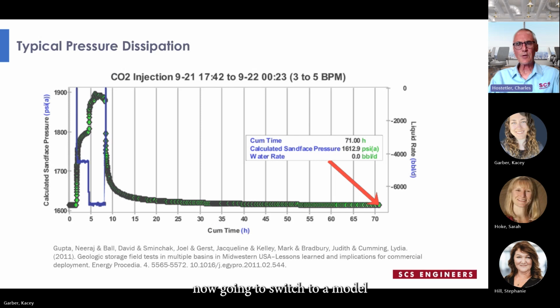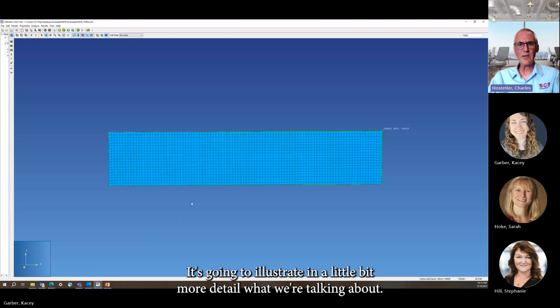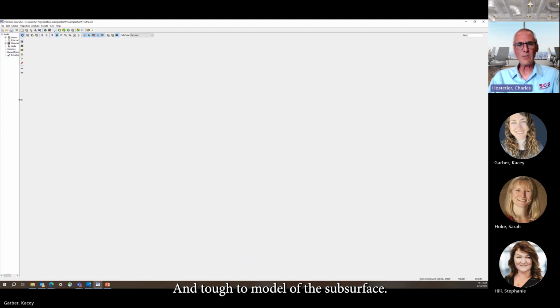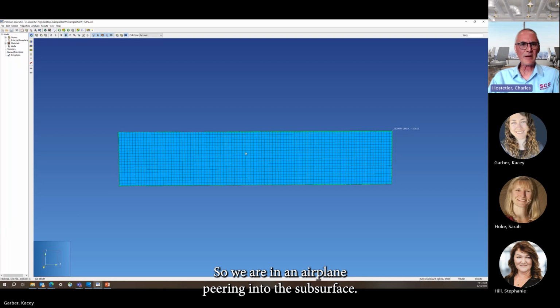Casey is now going to switch to a model of this system. It's going to illustrate in a little bit more detail what we're talking about. This is a Petrosim and TOUGH2 model of the subsurface. And we're looking at the underground source of drinking water from above. So we are in an airplane peering into the subsurface. This is a single phase 2-component model. It consists of brine and dissolved salt. There's no carbon dioxide in this model. The variables are pressure, temperature, and the percent of sodium chloride dissolved in the brine.